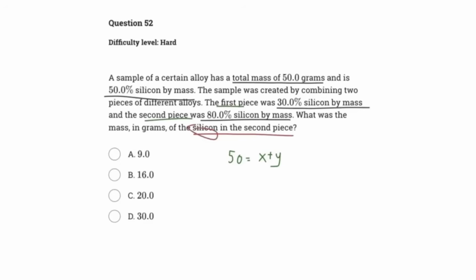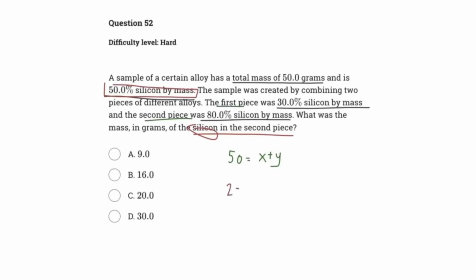So how exactly do we do it? Well, we have to read in between the lines. It says that 50% of that 50 grams is silicon. So 50 divided by 2 is 25 grams. So we only have 25 grams of silicon in that sample.